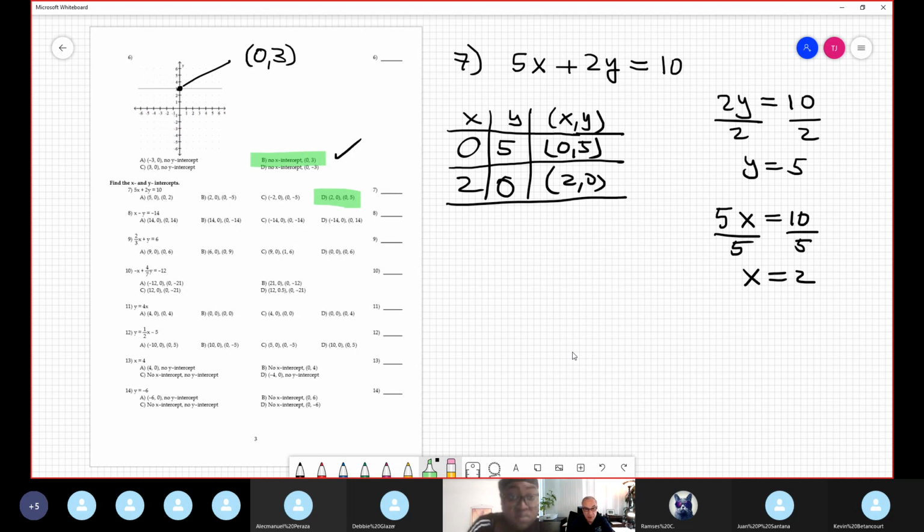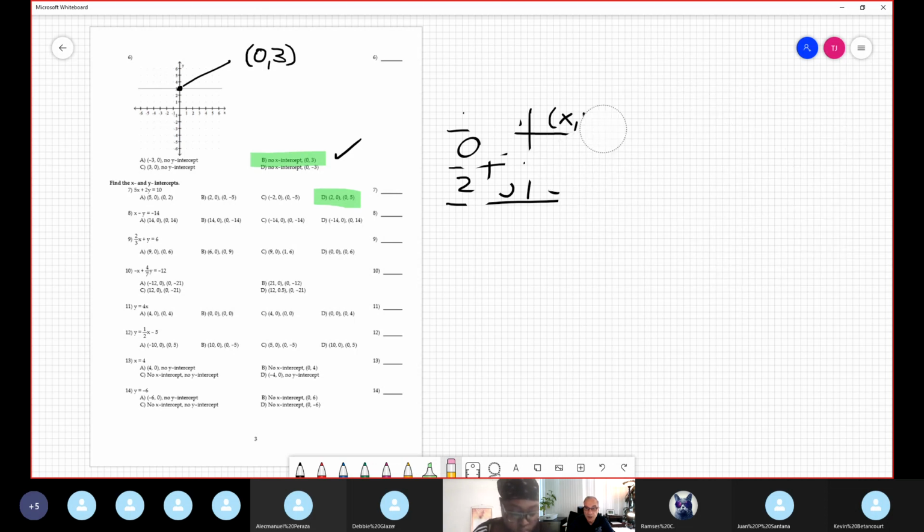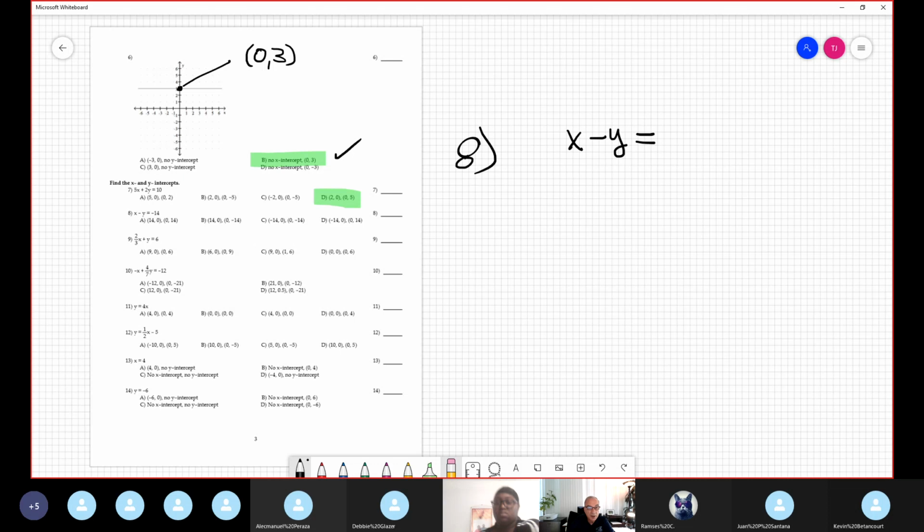Help me. Help me. You select the answer and I check it in your work. Okay, we are doing 8. The equation is x minus y equals negative 14.